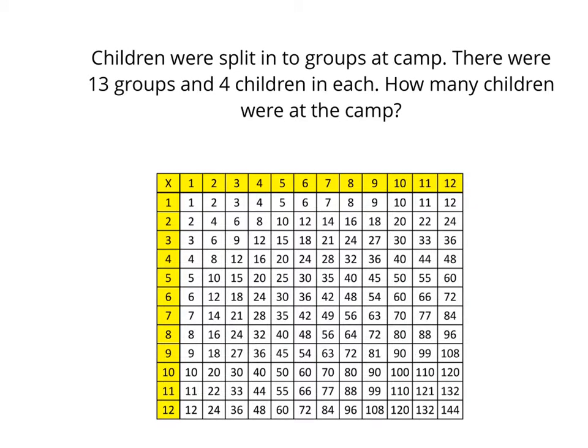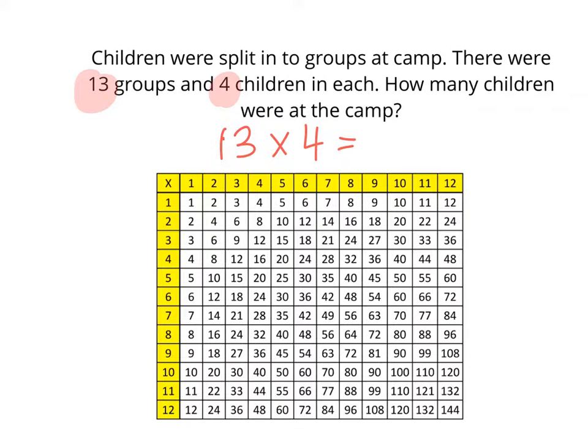We can use our times tables charts to help us even when the numbers in the problem are bigger than the chart, like this one here. Children were split into groups at camp. There were 13 groups and 4 children in each. How many children were at the camp? I can see here that we've got the numbers 13 and 4, and I know from my grouping that that means that the question is 13 groups of 4.